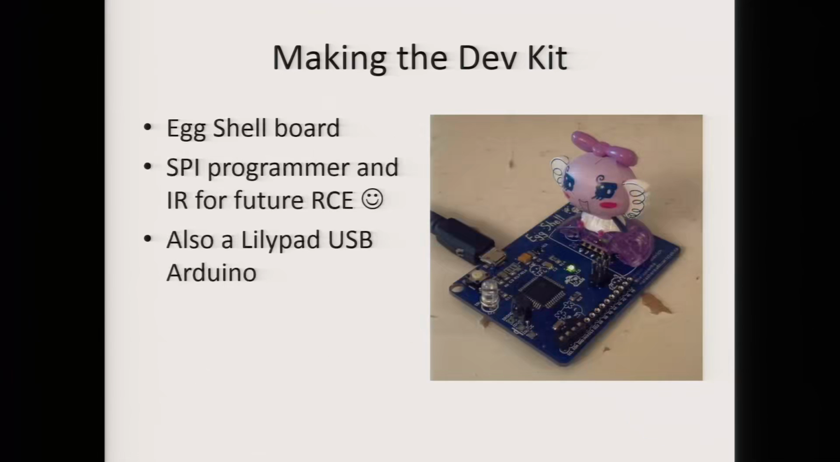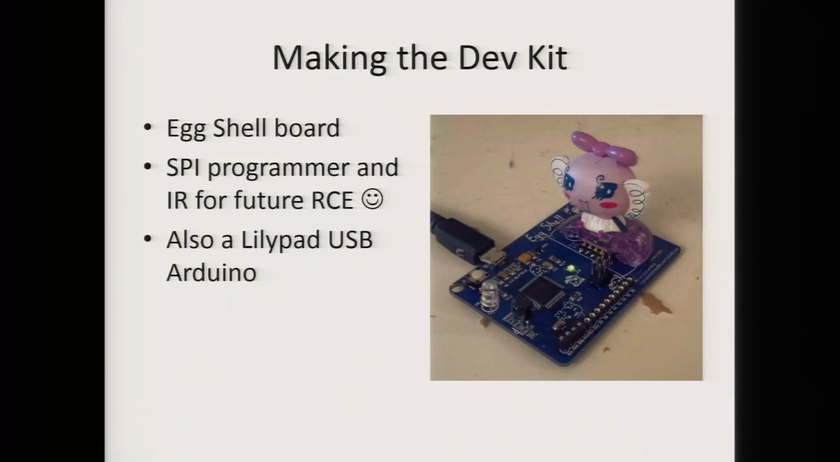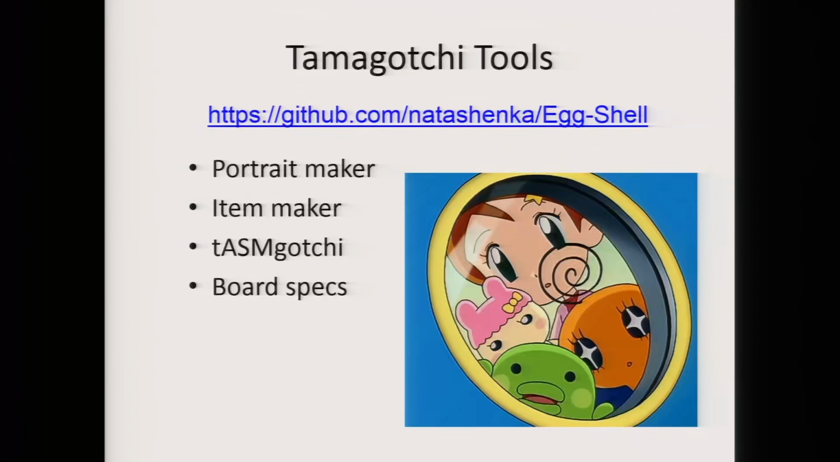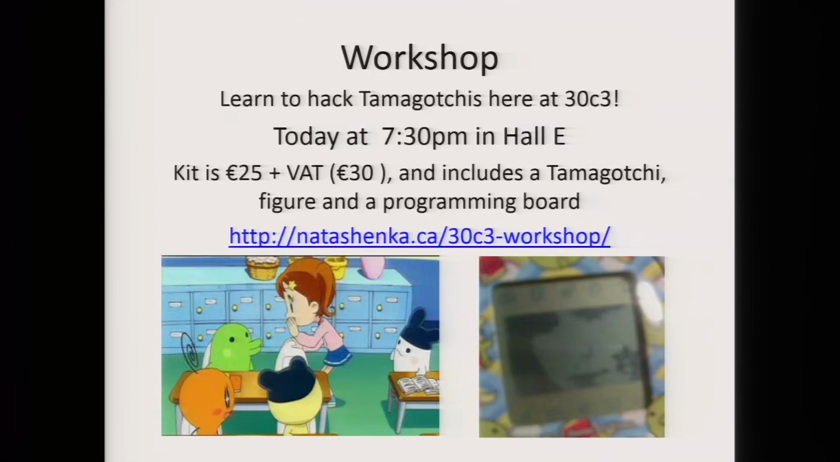To make the dev kit more generally useful, I made a programming board called an eggshell. This is basically an SPI programmer for the Tamagotchi. So you can take your figure and push it on and then program it over USB. I also put on infrared there. Right now, there are no Tamagotchi remote exploits where you can reprogram it over IR, but I'm not 100% sure that isn't possible. So I put on the components, just in case we ever find one. And it's also a LilyPad USB Arduino if you want to use it for something else. So I basically have all my tools there, the 3 programming tools and also the board specs.